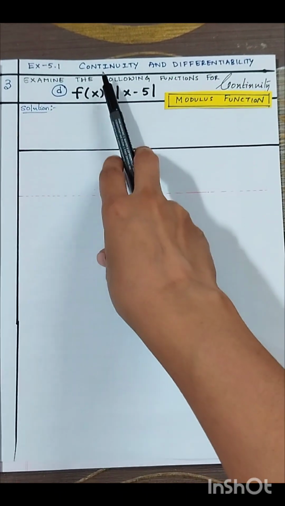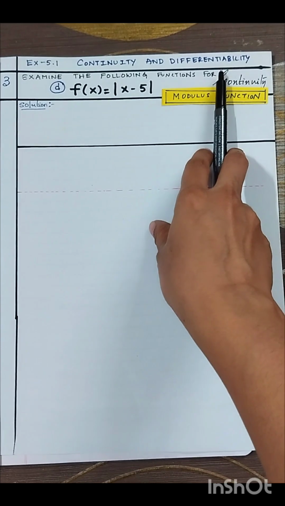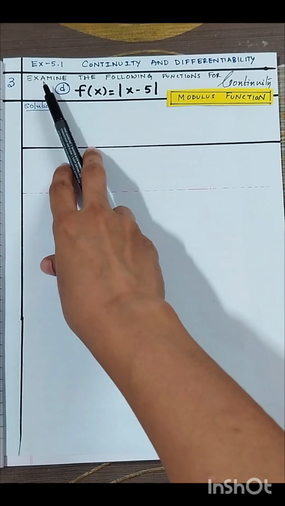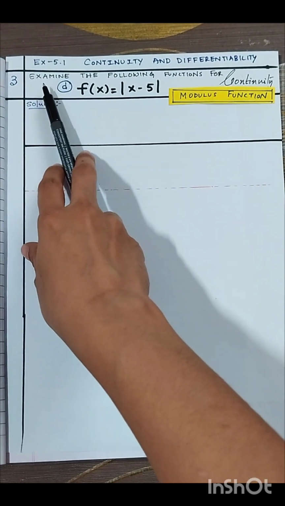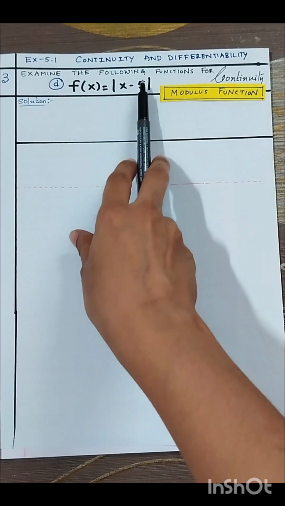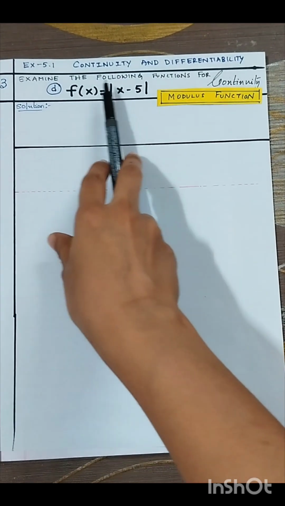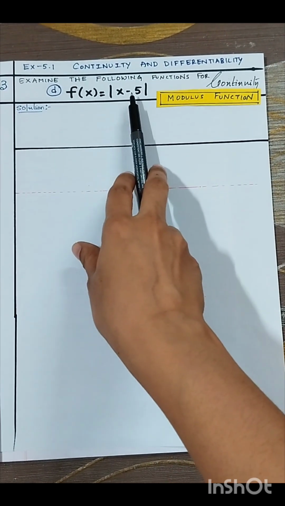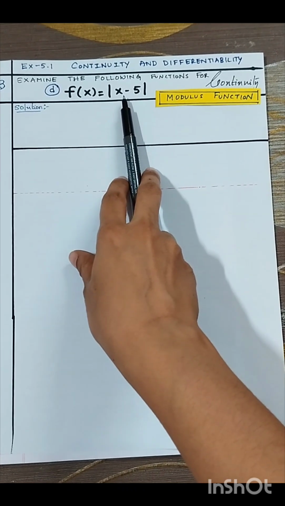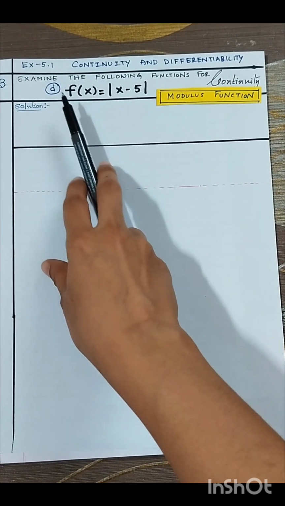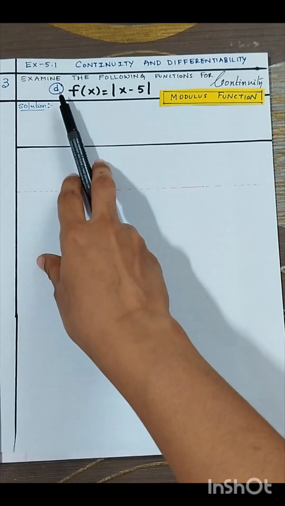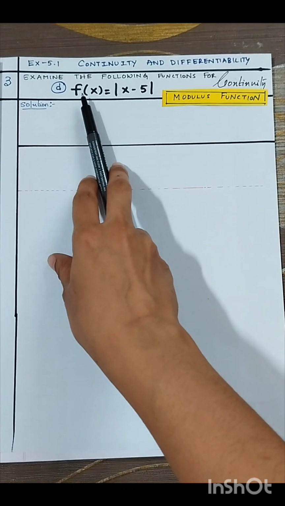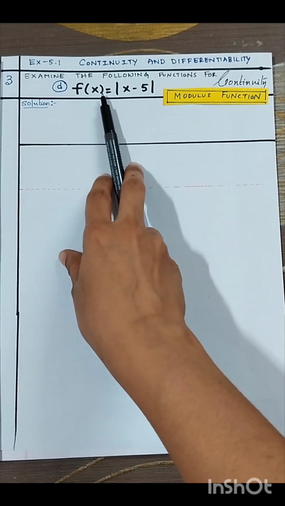Exercise 5.1, Continuity and Differentiability. Third question, examine the following function for continuity. So we have solved three questions, A, B and C. This is the fourth question and we have to check the continuity here.